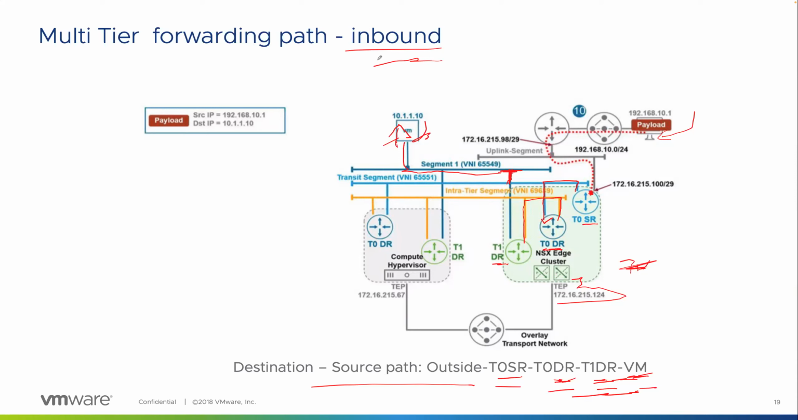So if you compare outbound traffic and inbound traffic, definitely they are different paths, because the two rules apply to the whole process: the choosing of DR, and the routing is always earlier than switching. So always remember those two rules for the forwarding path decision.